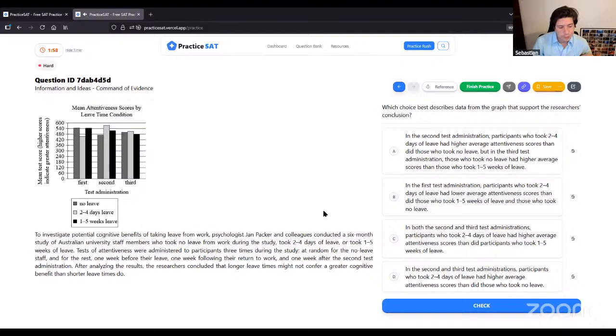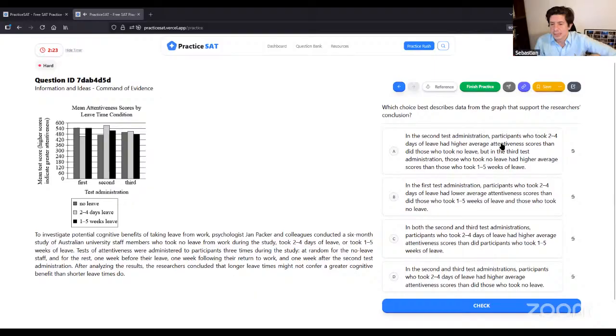The tests were at random for the no leave staff, and for the rest, 1 week before the leave, 1 week following the return to work, and 1 week after the second test administration. After analyzing the results, the researchers concluded that longer leave times might not confer a greater cognitive benefit than shorter leave times do. Which choice best describes data from the study that support the researchers' conclusion?